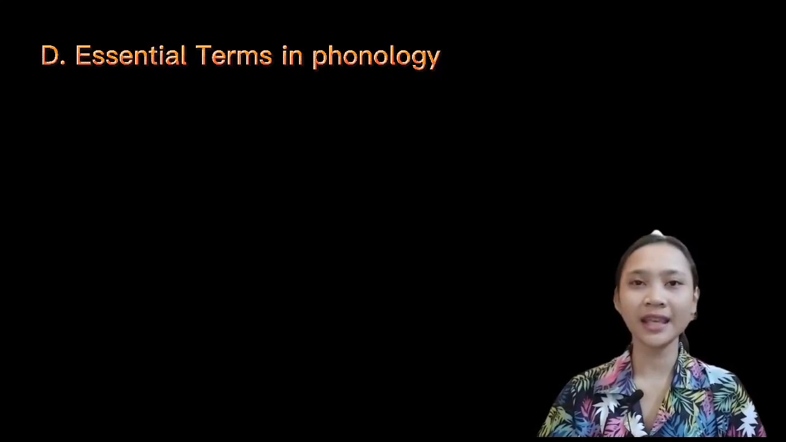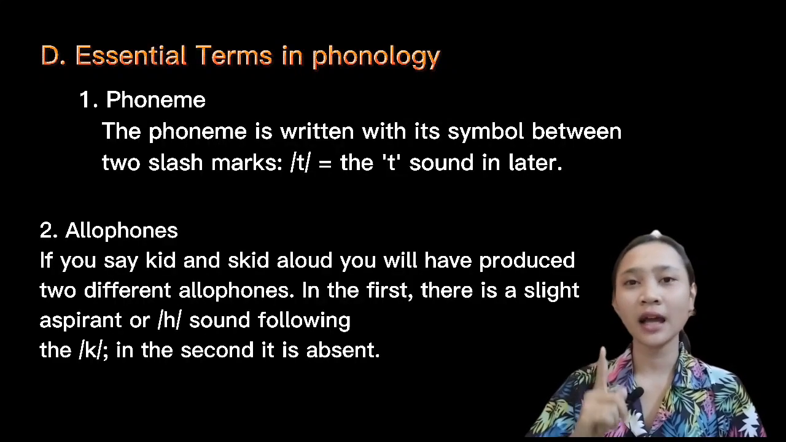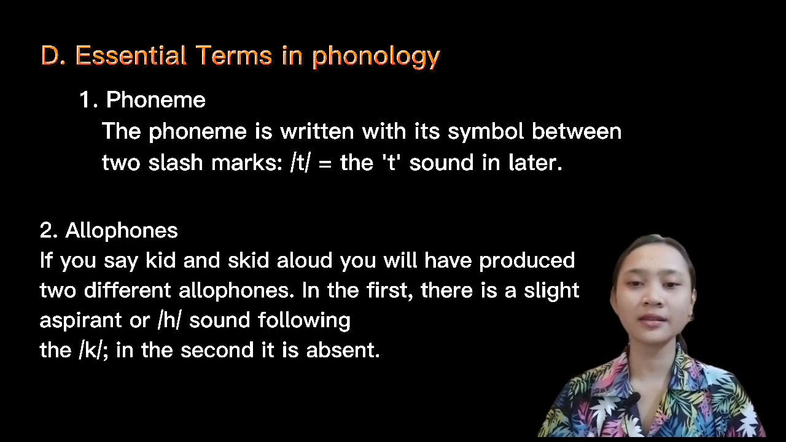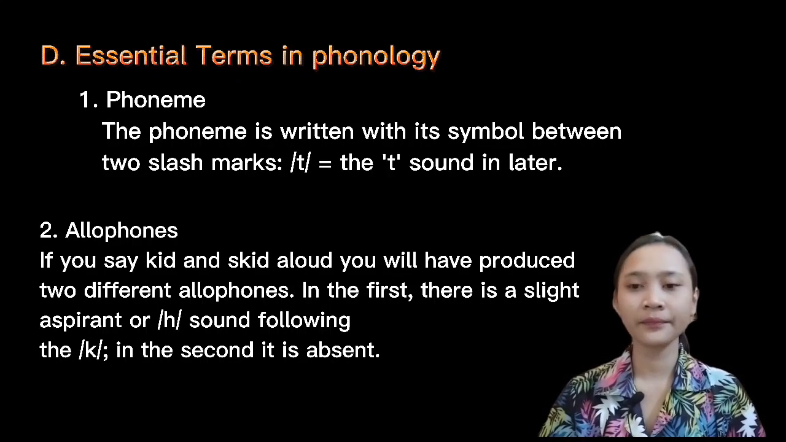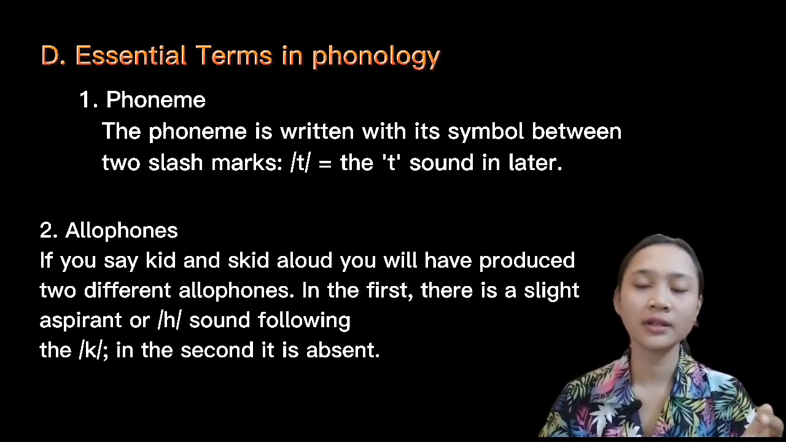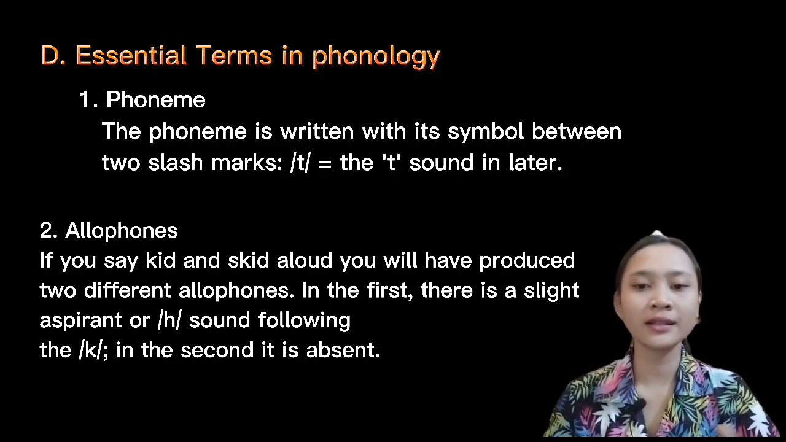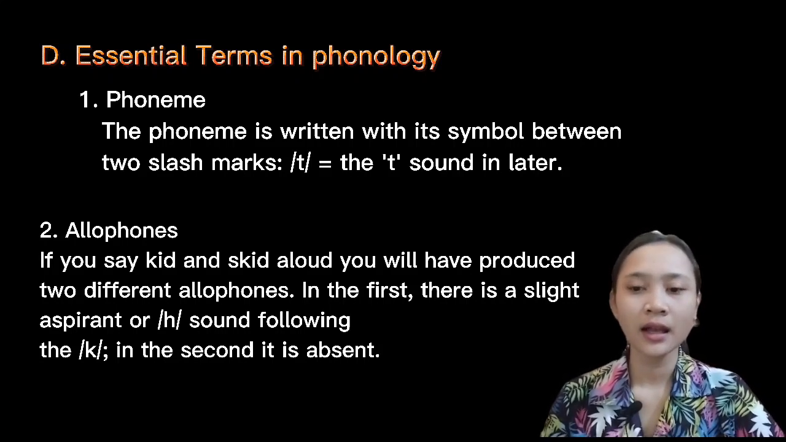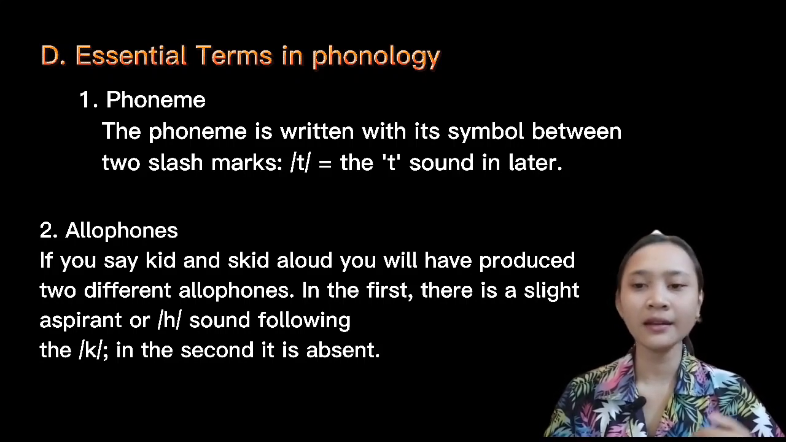Well, the next material is essential terms in phonology. Number 1, phonemes. A phoneme is the basic sound unit of a language. We combine phonemes into morphemes, or meaning units, and into words. The phoneme is written with the symbol between two slash marks. For example, /t/, the T sound in ladder.